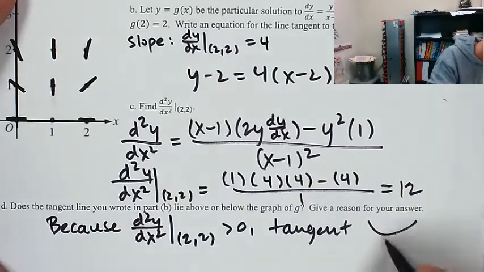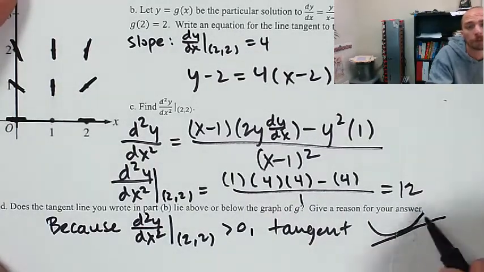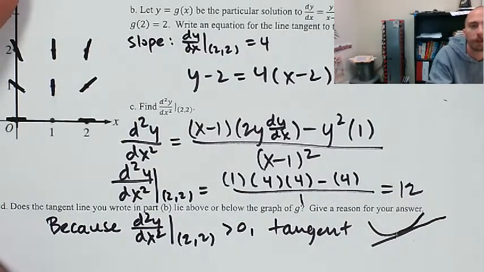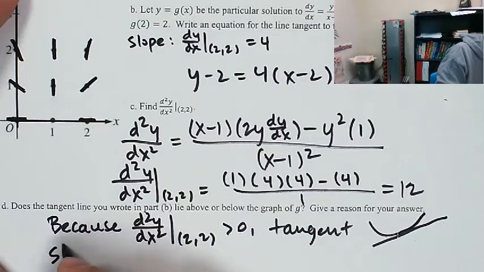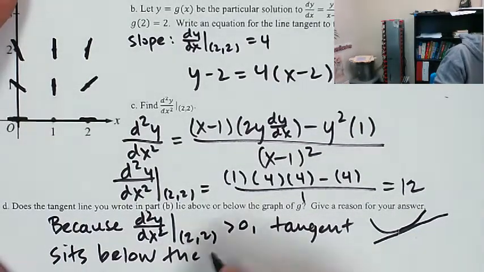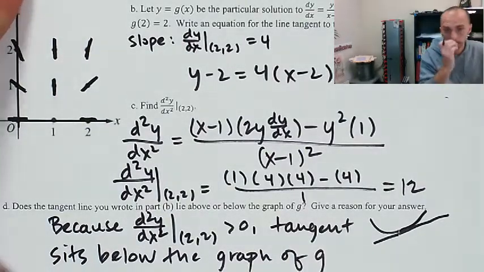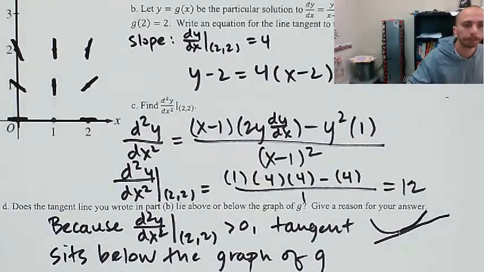It's smiling, it's got a slope of 4, something like that. Doesn't really matter what the slope is. If it's smiling, if it's concave up, second derivative is positive, the tangent sits below the curve. All right, and that's all we got for that.